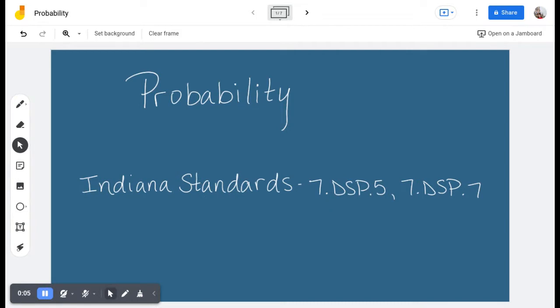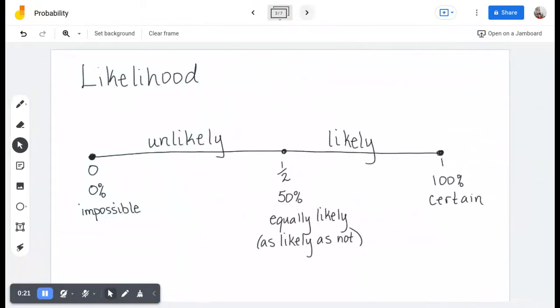I'm not going too in depth with this. This is just kind of early on for my seventh graders in the advanced class. For Indiana, you can see the seventh grade standards that are listed there, but we're just going to focus on the basics of finding probability in this video.